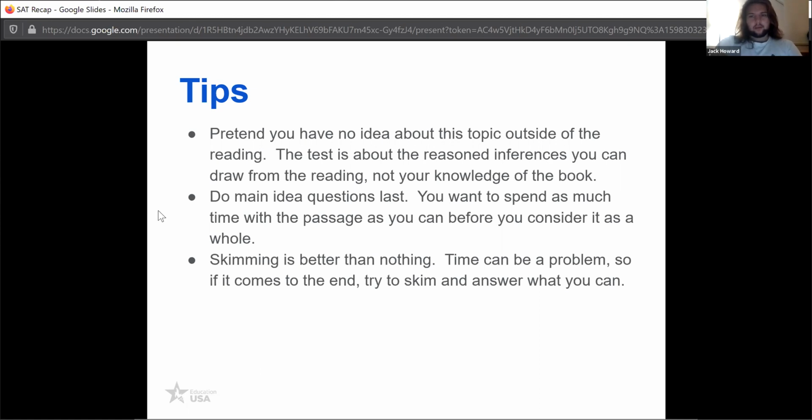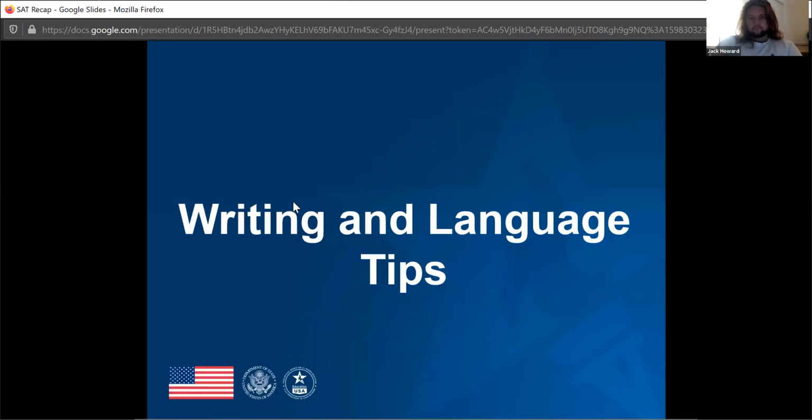Also, on the regular SAT, as opposed to the SAT 2s, always guess if you don't know. Always guess if you don't know. There's no penalty. You're just leaving points on the table if you don't guess.